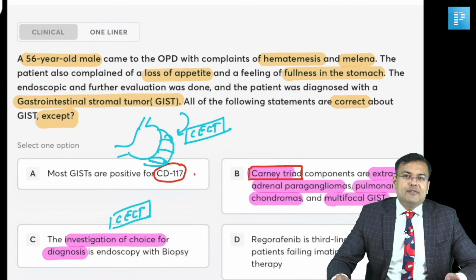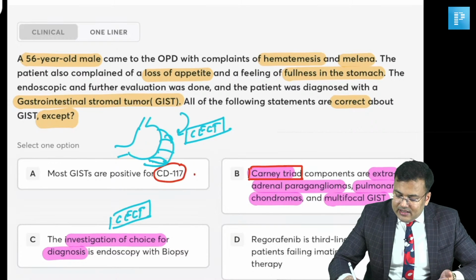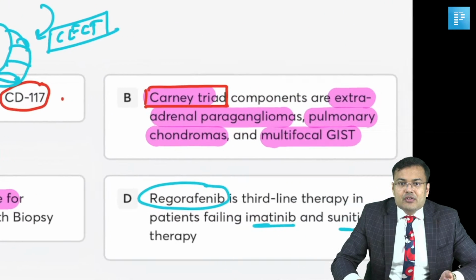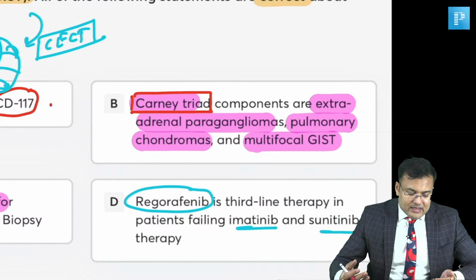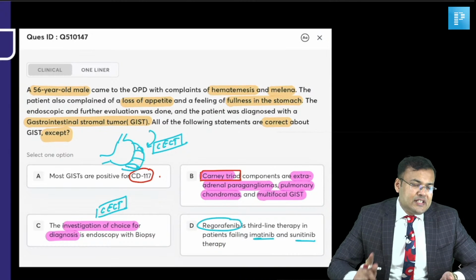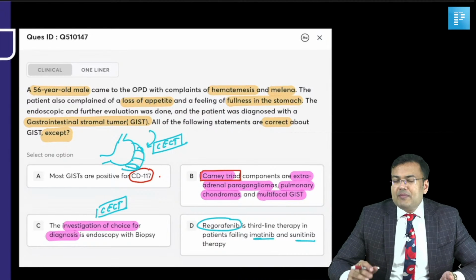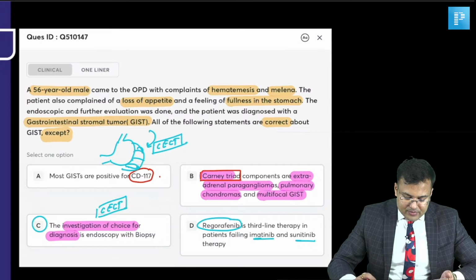Can you tell me what is the first line agent for GIST? Imatinib. What is the second line agent? Sunitinib. And what is the third line agent? Regorafenib. Guys, so first line agent imatinib, second line agent sunitinib, third line agent regorafenib. Clear? So what is the correct answer here, guys? Option C is incorrect. Endoscopy plus biopsy is not the investigation of choice. Correct answer is C, because this option is incorrect. Clear?